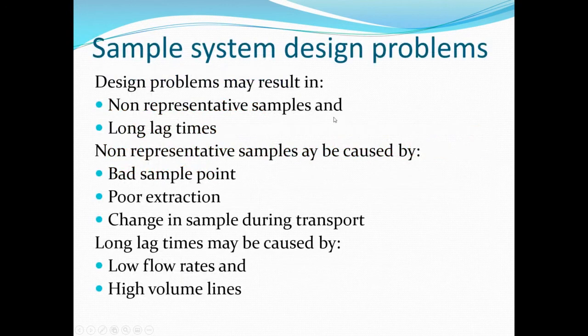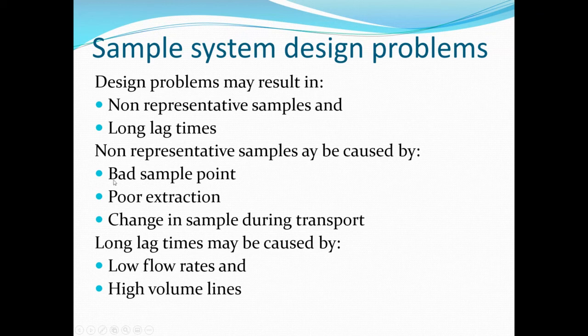Okay, design problems. What happens if we don't consider all of these things that we've just been talking about: the transport system, the conditioning system, the pressures, the temperatures and the phases? We can get all kinds of wonderful issues, but the ones that bother us the most, besides safety, are not having a representative sample and having long lag times. This is a control issue depending on your control mode, whether it's direct, indirect or optimizing, and not having a representative sample is just bad in general.